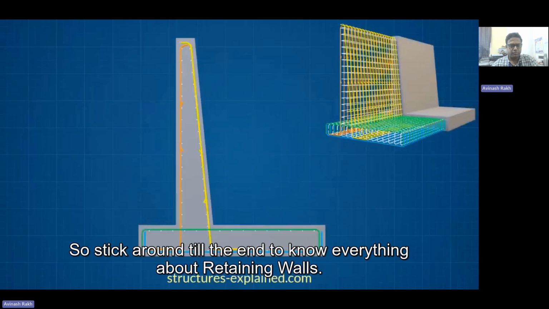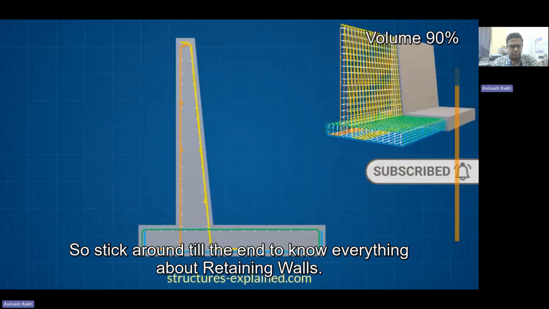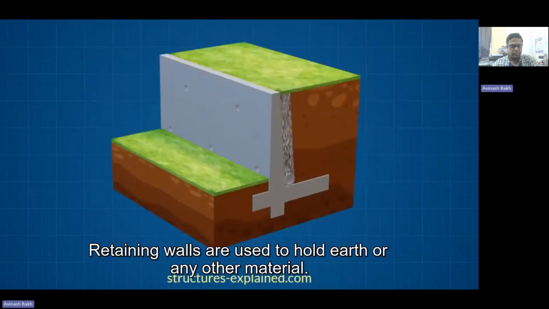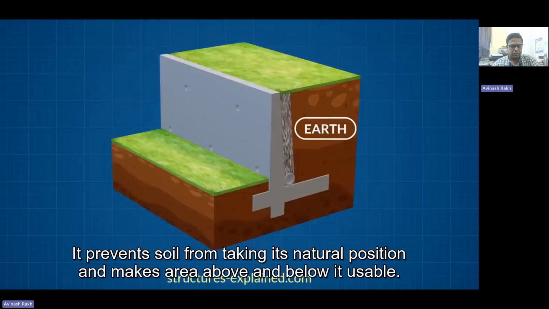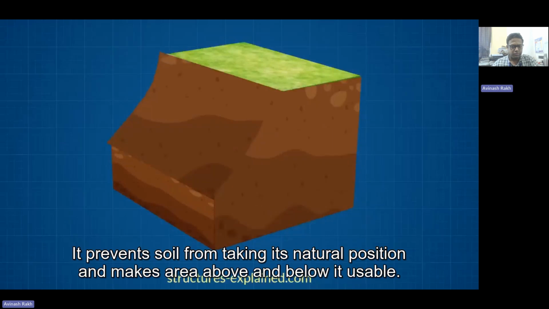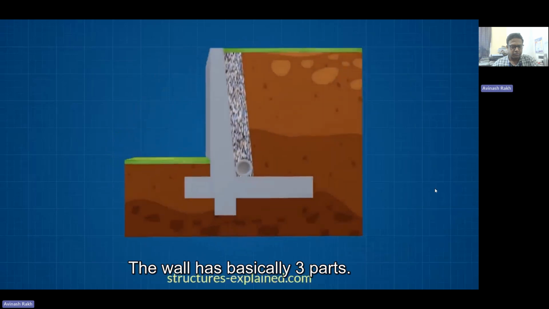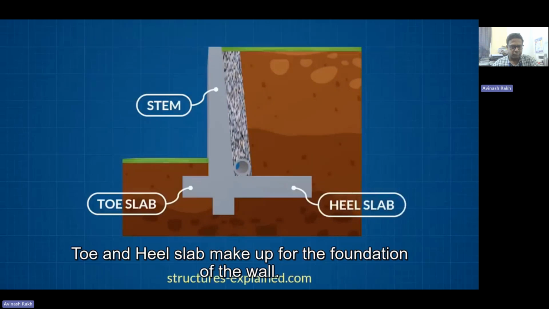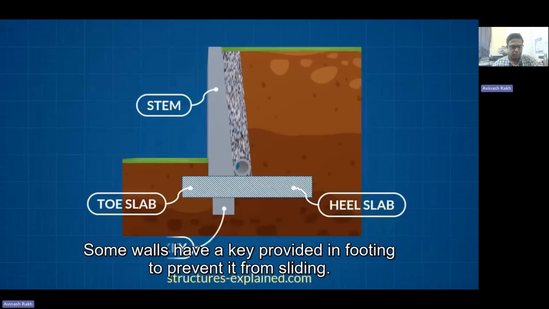So stick around till the end to know everything about retaining walls. Let's know what a retaining wall is. Retaining walls are used to hold earth or any other material. It prevents soil from taking its natural position and makes the area above and below it usable. The wall has basically three parts: stem, toe slab, and heel slab. Toe and heel slab make up the foundation of the wall. Some walls have a key provided in the footing to prevent it from sliding.